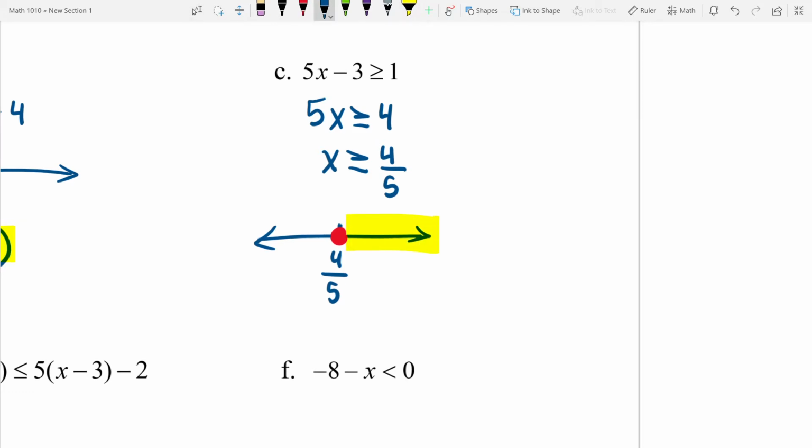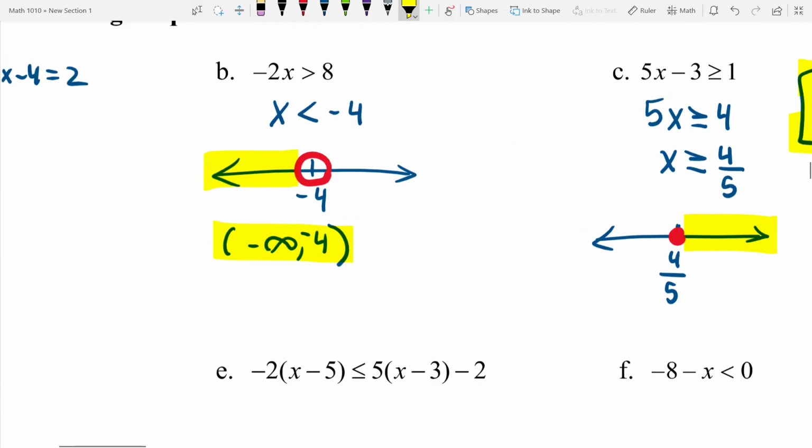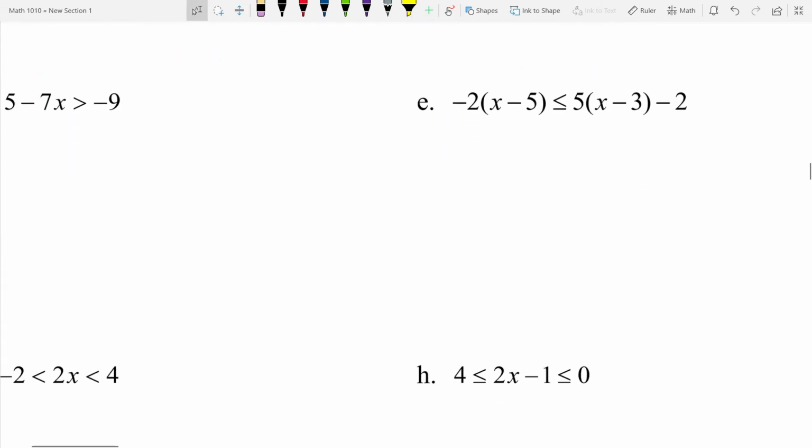Interval form. You start from the left and you travel to the right. What's the first place that's a solution? 4/5. Everybody tell me how to close my 4/5. With a bracket. How far to the right does the shading go? Infinity, parenthesis, close it, highlight it, done. It's easy.